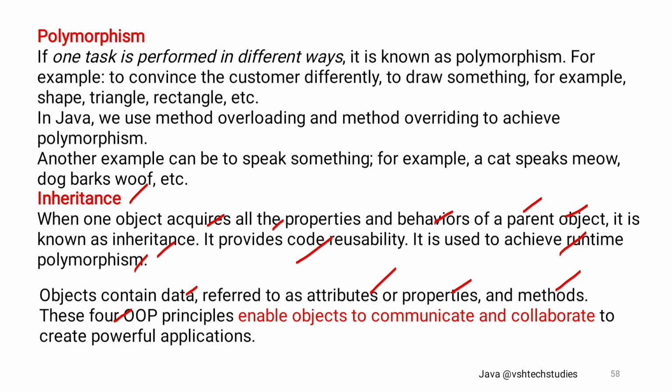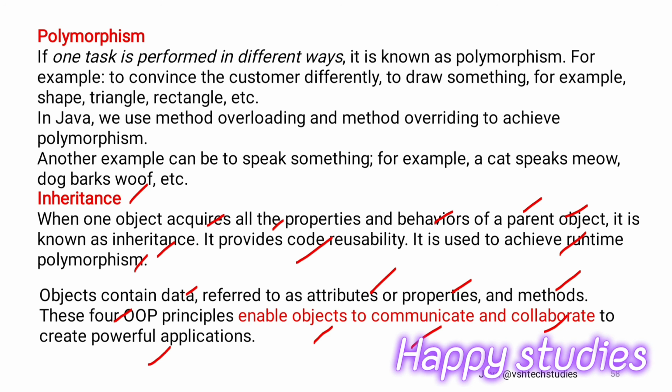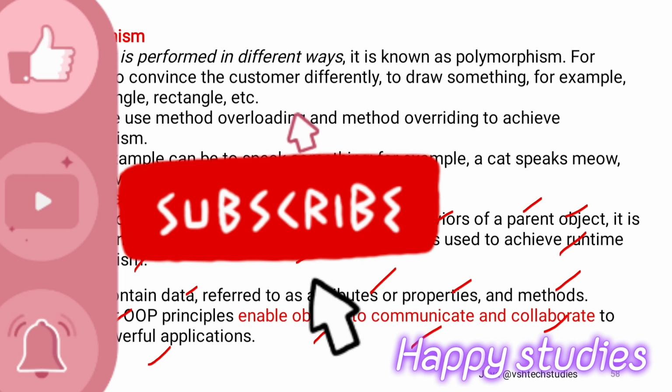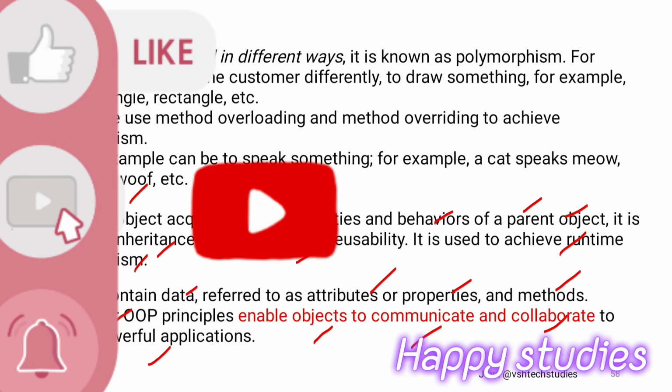These four object-oriented programming principles enable objects to communicate and collaborate to create powerful applications. So that completes a short discussion on object-oriented programming principles. I hope you understood. Thank you.